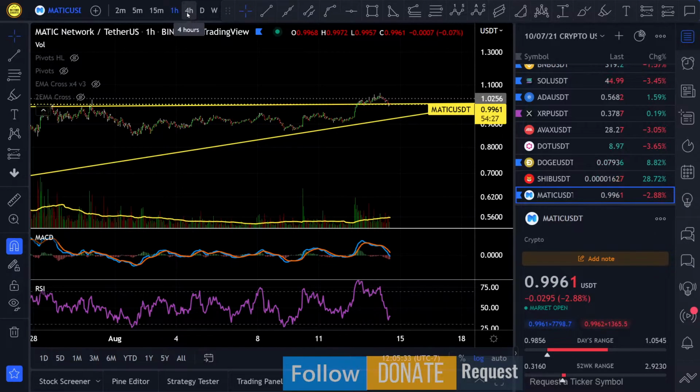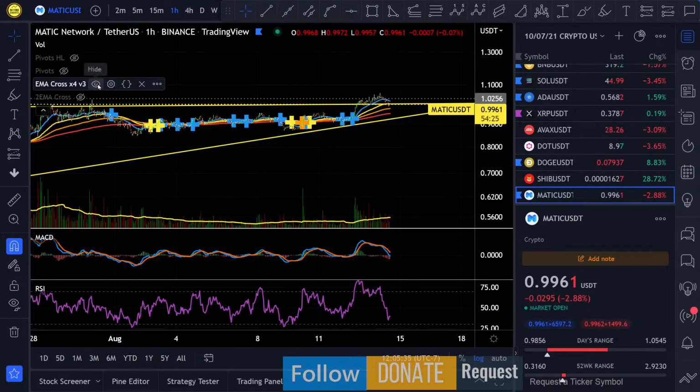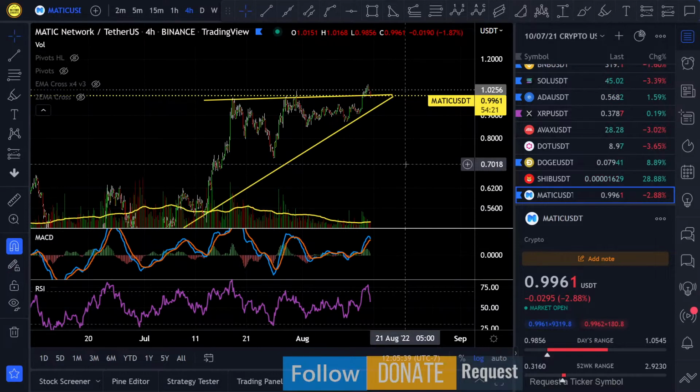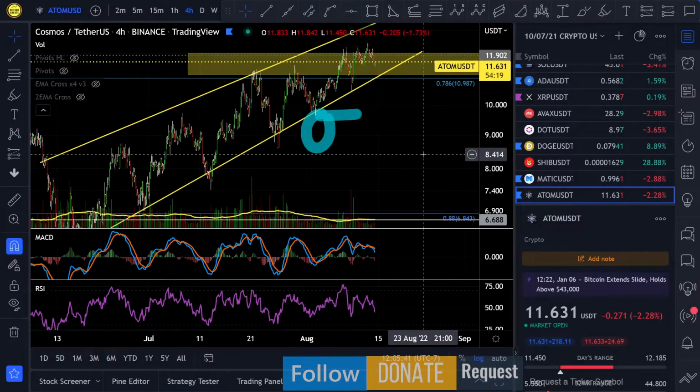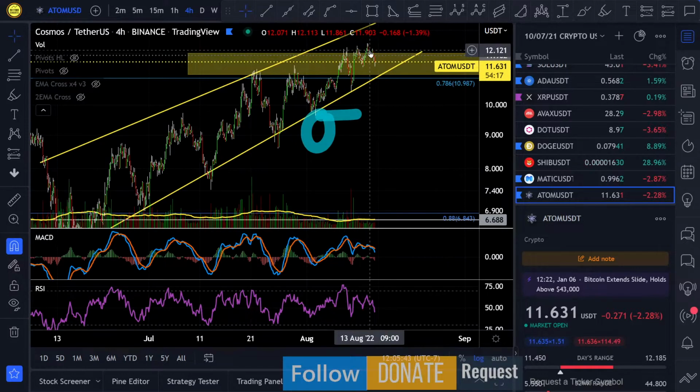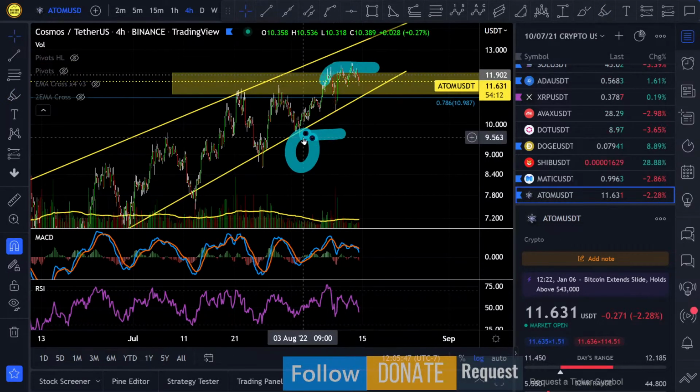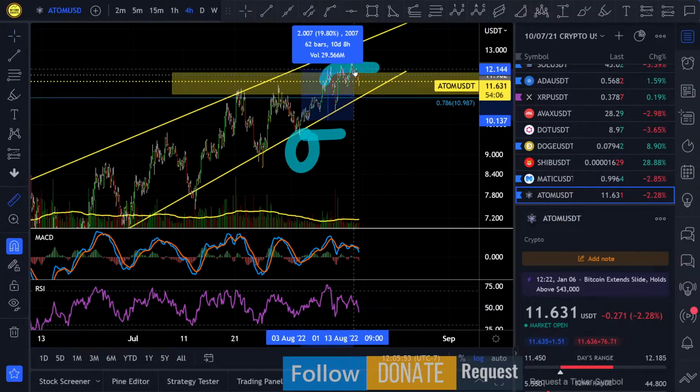1 hour is not even that oversold either. So we could see some significant pullbacks before another breakout attempt to the upside. Atom has resistance at this 12 range. Last time I marked the potential zones of support, and it did bounce off the 987 level and was up 15 to 20%.